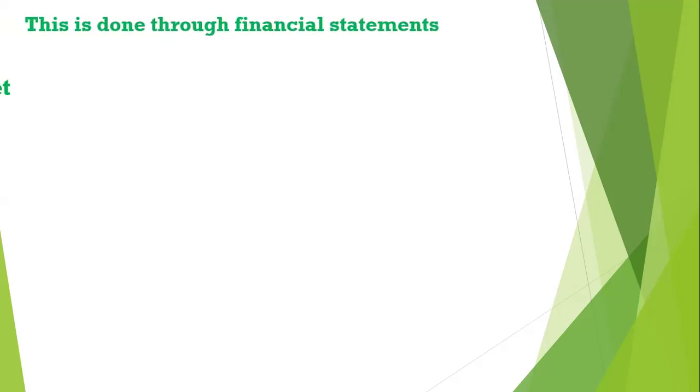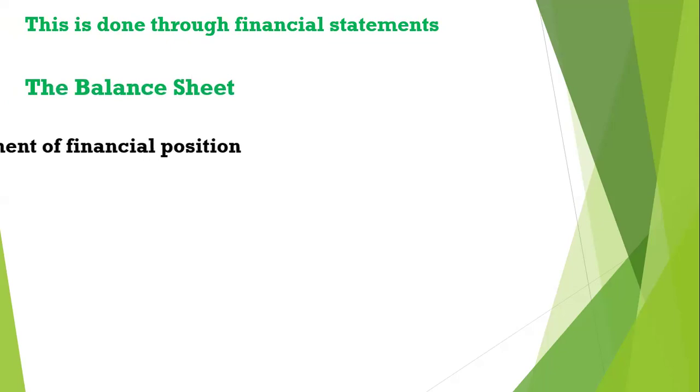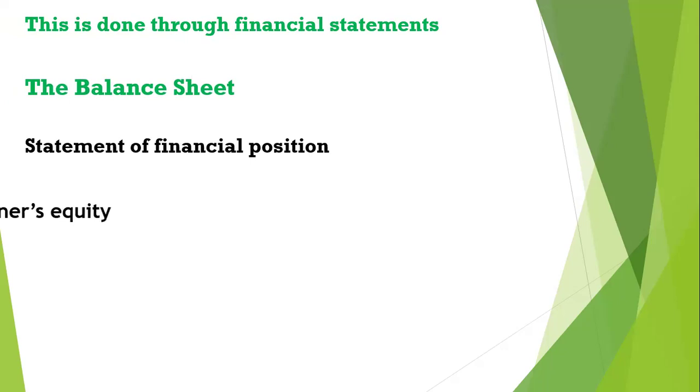So another statement under the financial statements is the balance sheet. The balance sheet shows how liquid your company is. The liquidity of the company is determined by the balance sheet, because it will show you the numbers of assets, the numbers of liabilities, and the capital ownership. So this statement shows you the financial position.